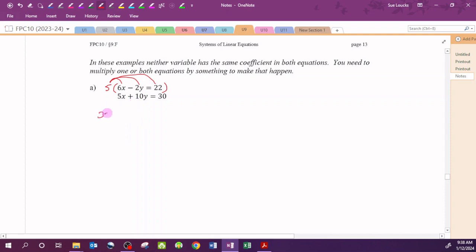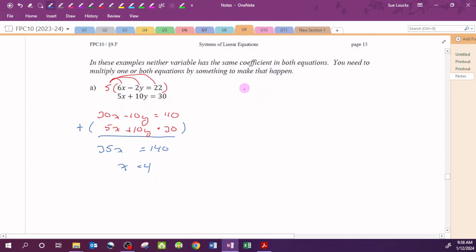So I get 30x minus 10y equals 110. The second equation doesn't have to change. That's still 5x plus 10y equals 30. And I'm going to add them because one's a minus 10 and one's a plus 10. So if I add that, it's 0. So 30x plus 5x is 35x plus 0 equals 140. So I get x equals 4.